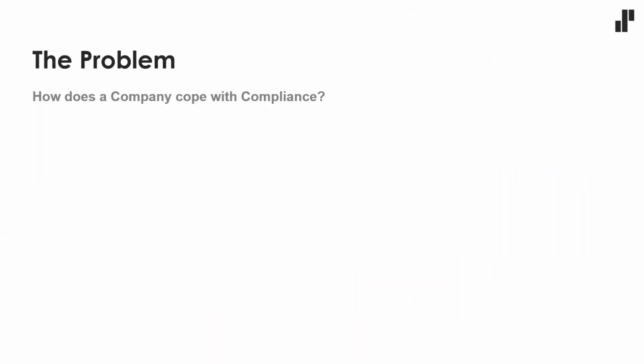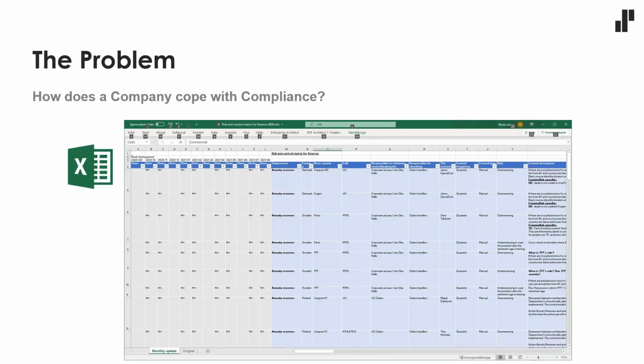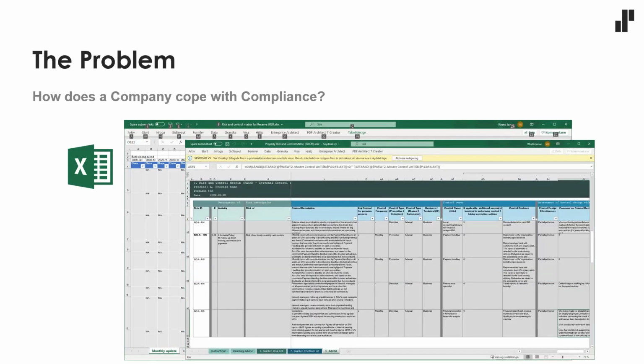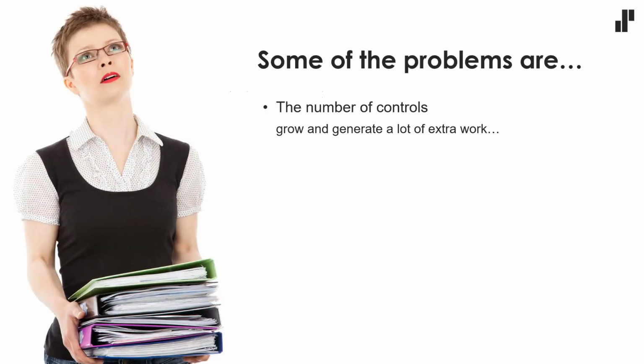So the problem: how does a company actually cope with compliance? Well, you guessed it, Excel sheets. And Excel sheets are kind of a two-dimensional way of looking at things. And it kind of gets a bit messy after a while.